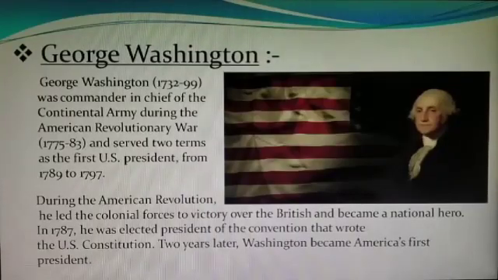During the American Revolution, he led the colonial forces to victory over the British and became a national hero. In 1787, he was elected president of the convention that wrote the US Constitution. 2 years later, Washington became America's first president. See this picture. This is a very important picture, and this is a very important man who played a very important role in the American Revolution.